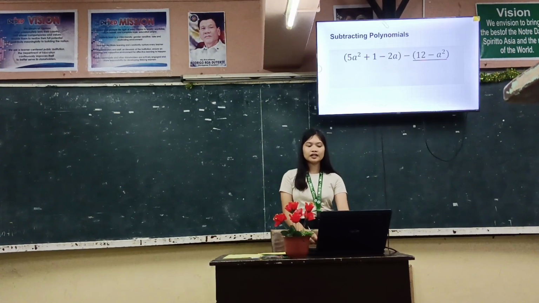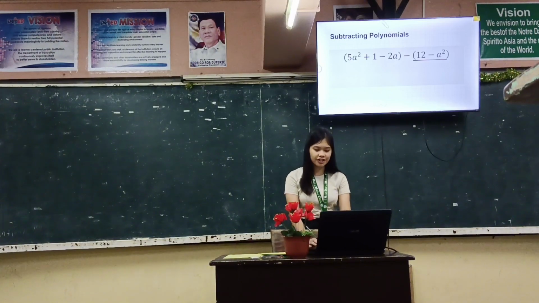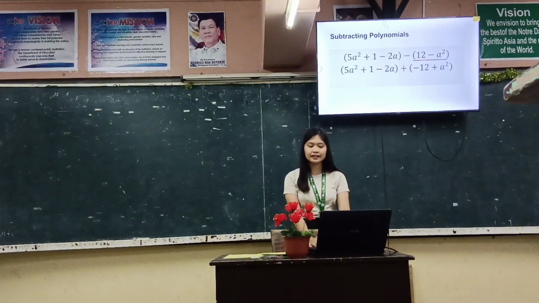So in subtracting polynomials, we just have to follow the procedure. In adding polynomials, let's just change the sign of the subtrahend. The subtrahend here is the 12 minus a squared. The quantity of 5a squared plus 1 minus 2a plus the quantity of negative 12 plus a squared. And follow the same procedure in adding polynomials. So we have the difference 6a squared minus 2a minus 11.